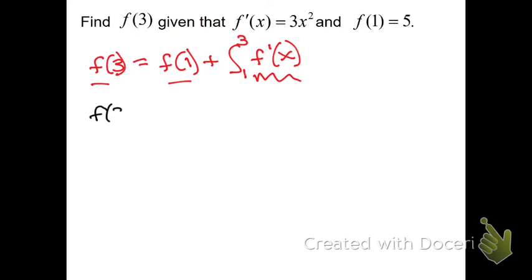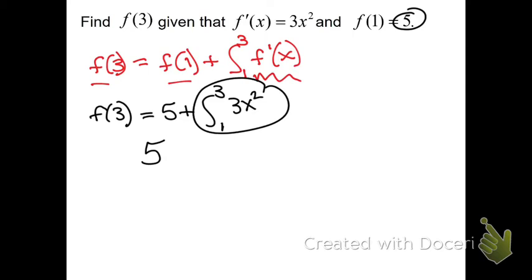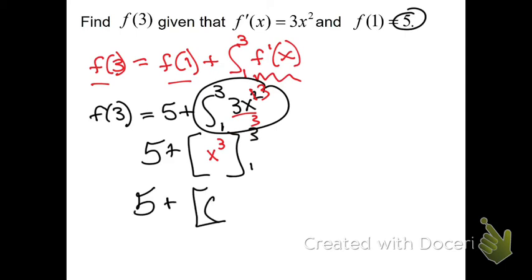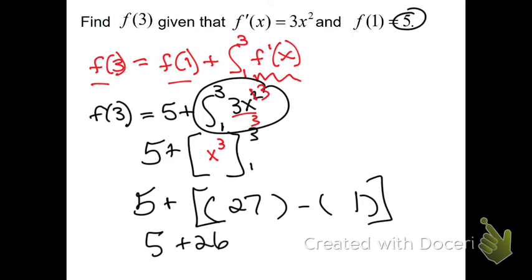F of 3 will equal f of 1, which was 5, plus the integral from 1 to 3 of 3x squared. Now bring down that 5 and integrate. That's going to be add 1 to the exponent and divide, and we'll get x cubed evaluated from 1 to 3. So it's 5 plus, plug in the 3, plug in the 1. Plugging in a 3, I get 3 cubed, which is 27. Plugging in a 1, you get 1. So this is 5 plus 26, or 31. Did you do it on your own?